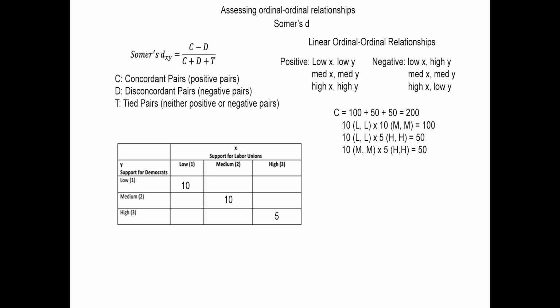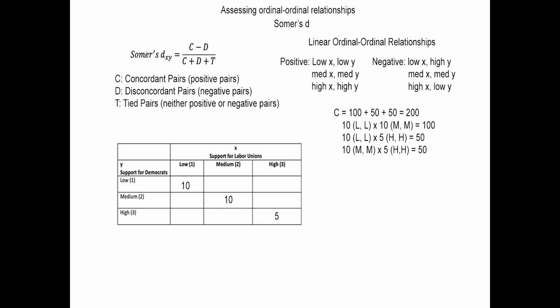So if we have 10 entries in low, low and 10 entries in medium, medium, we can make 100 pairs. That is, each individual observation in low, low can be paired with each observation in medium, medium. So for each one observation in low, low, we get 10 pairs with each observation in medium, medium. When we do that over 10 observations in both sets, we get 100 pairs total.